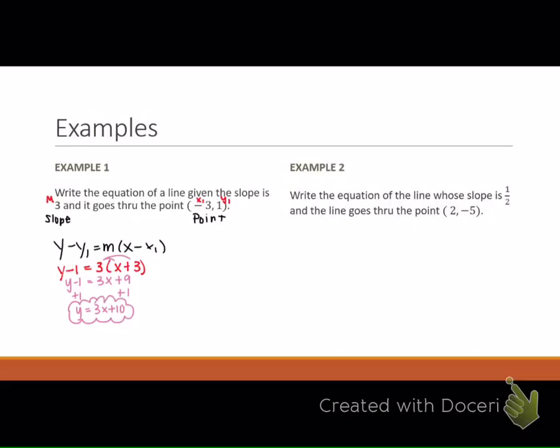So notice we couldn't go directly into slope-intercept form. Did any of these points have anything to do with 0? No, right? So we had to use point-slope form to get there. And that's why this form is nice.